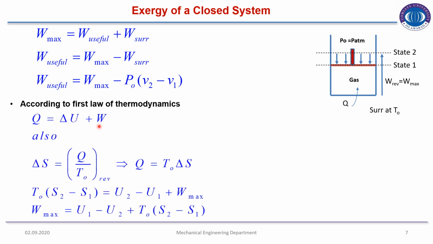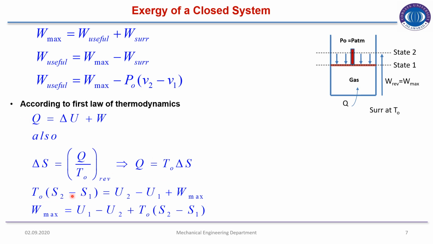Now according to the first law of thermodynamics, Q is equal to del U plus W, and according to the second law of thermodynamics, we have the change of entropy relation, that is del S is equal to Q by T naught. For the reversible process, we have Q is equal to T naught delta S. So if we replace Q with T naught del S in the relation for the first law of thermodynamics above, Q is replaced by T naught del S.